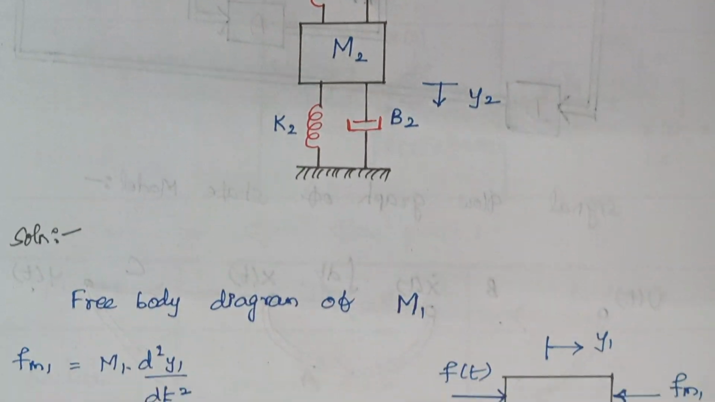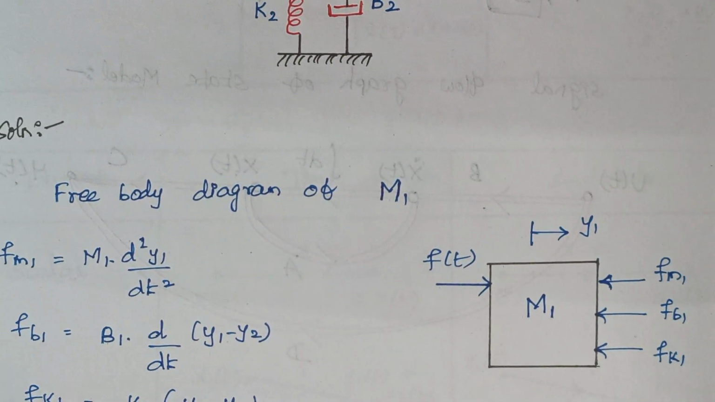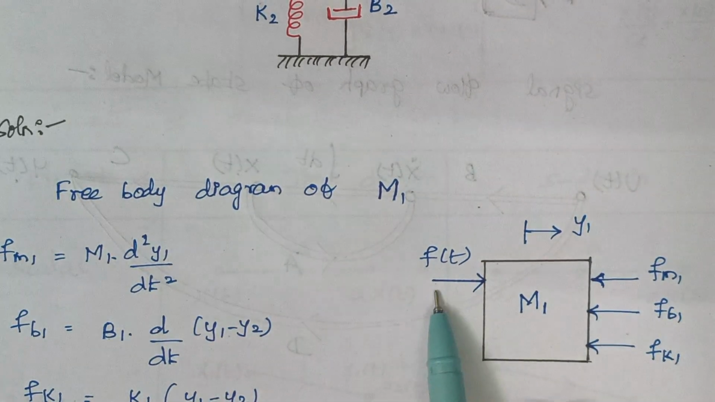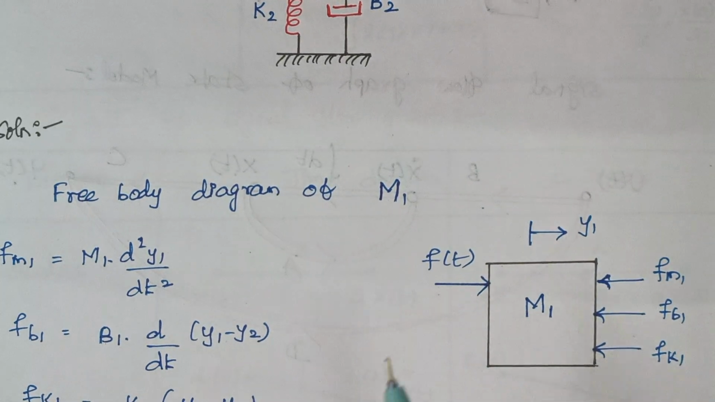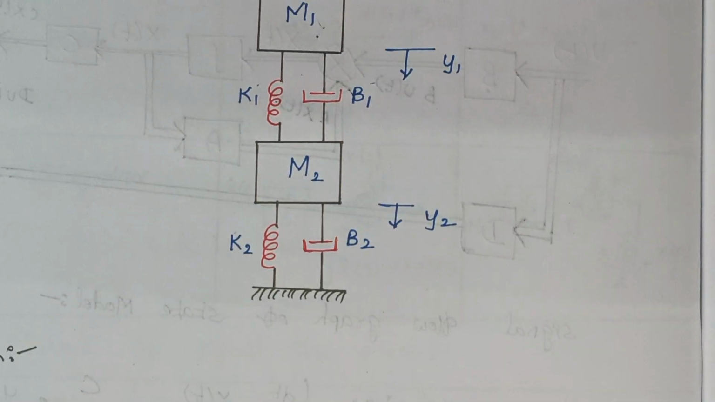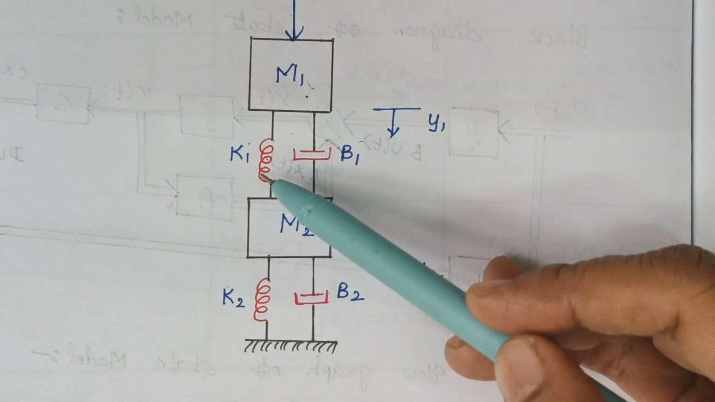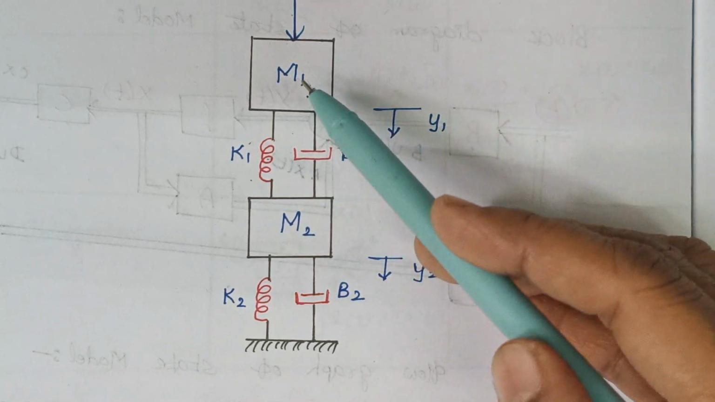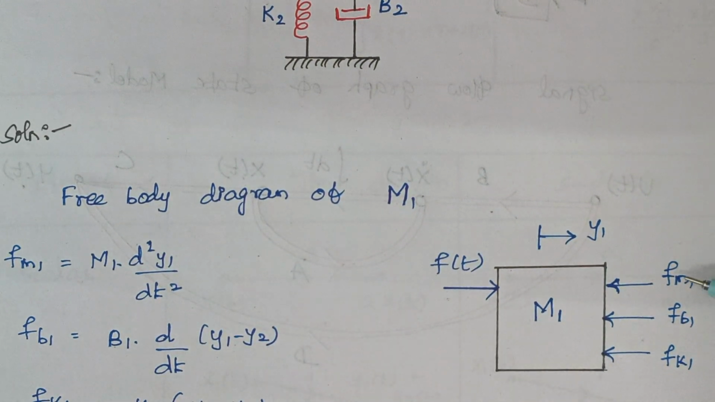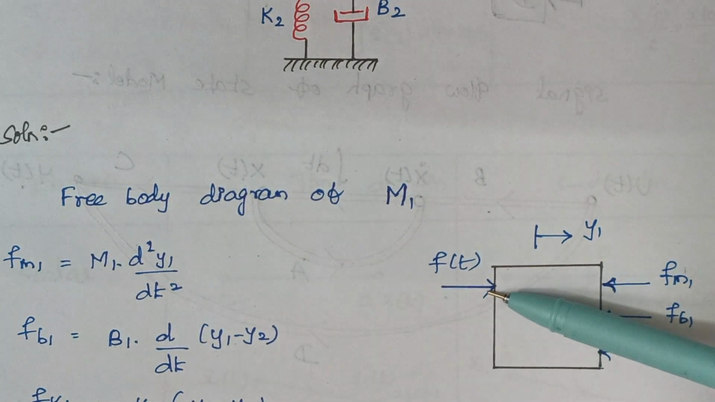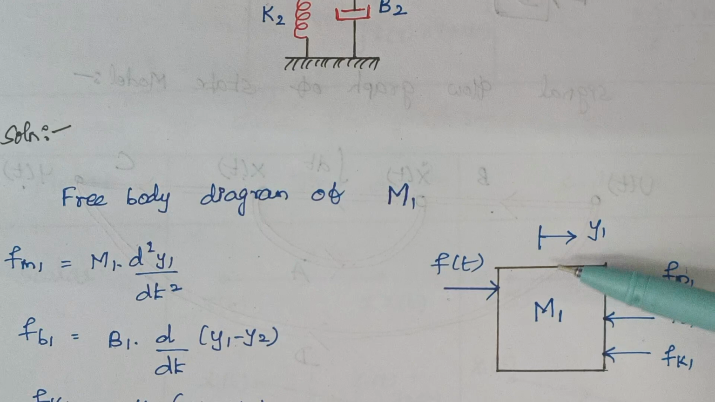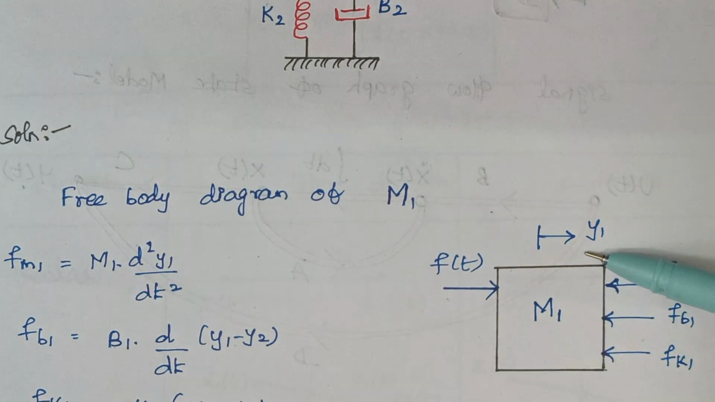Now we will draw our free body diagram. Here this is our mass m1. To this mass m1 there is an applied force which is f of t, and there are 3 opposing forces, because when you look back, an opposing force will be produced by k1, b1, as well as by this m1 also. So here I have drawn 3 opposing forces and 1 applied force, and the directions should be opposite to each other. Make a note of it. The respective displacement due to this force f of t is y1.